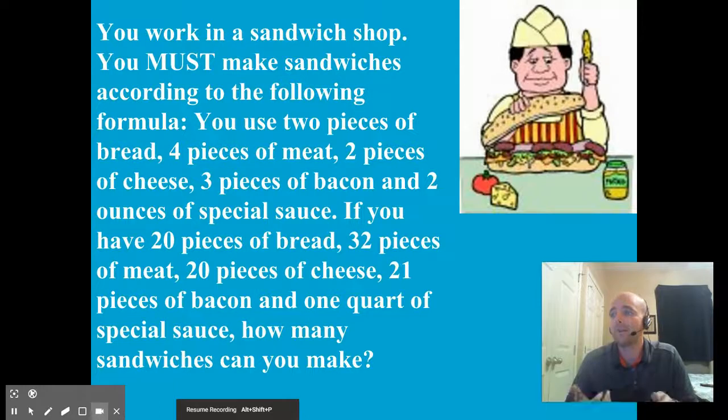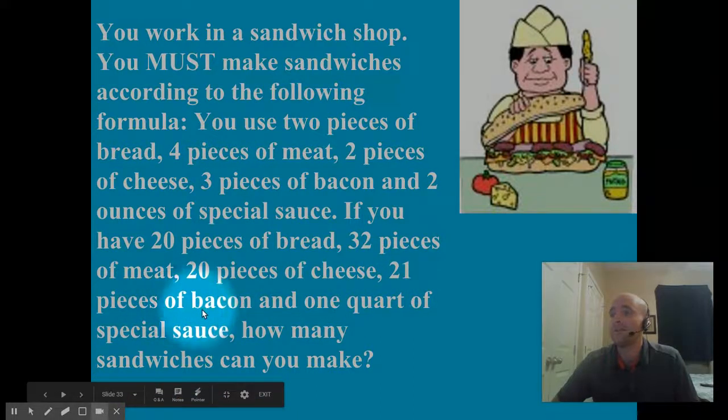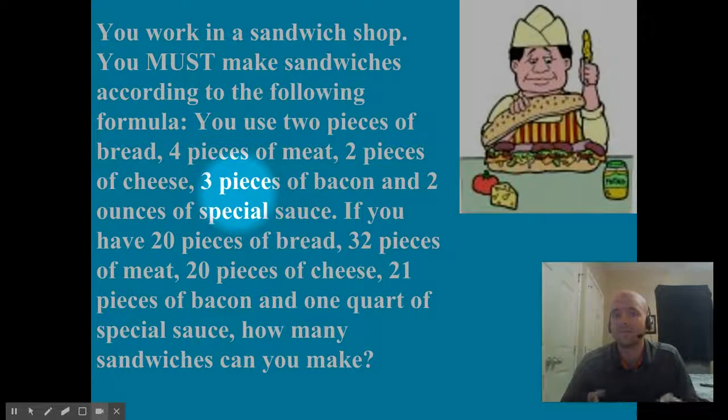So your limiting reactant in this problem is going to be your bacon. It's going to be the 21 pieces of bacon, because it takes 3 pieces of bacon here, so I would only be able to make 7 sandwiches. All the other ones you'd be able to make more than 7 sandwiches, so that's why bacon is my limiting reactant. There's never just enough bacon, is there?